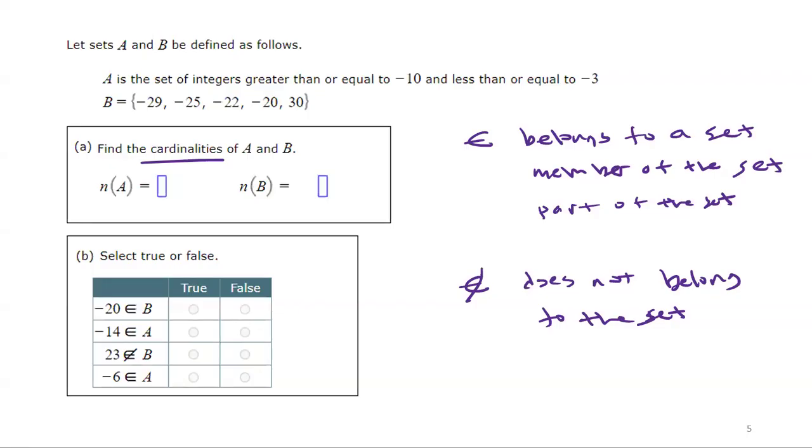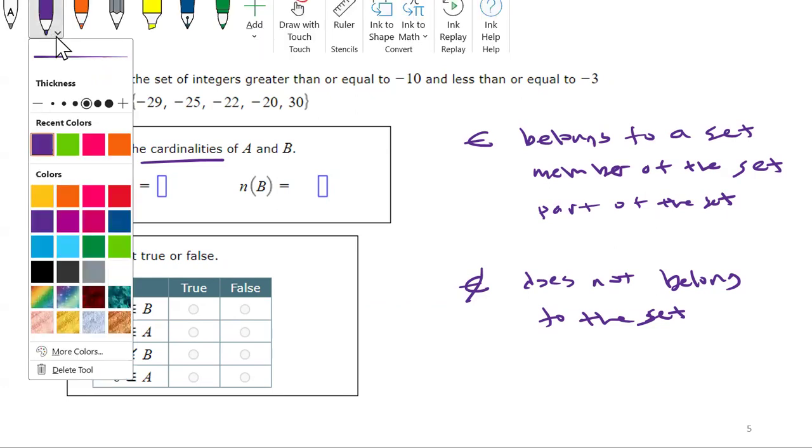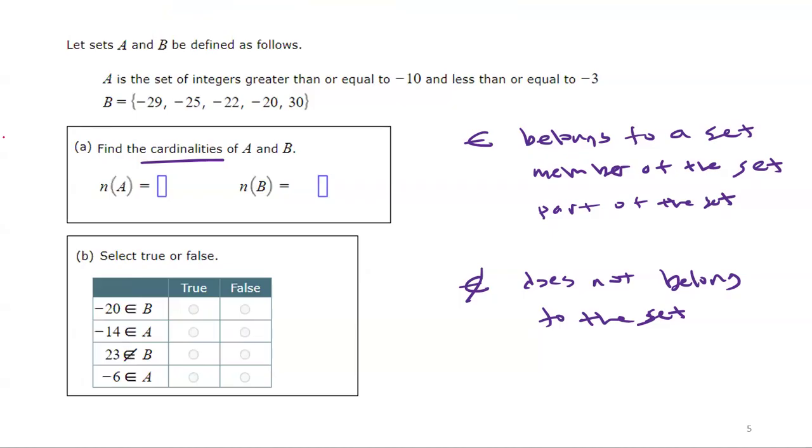Okay, I appreciate those who have submitted their answers. So let's go through this. If you're still confused, let me know and I'll try to clarify any information. Okay, so here again it says, let sets A and B be defined as follows. A is a set of integers greater than or equal to -10 and less than or equal to -3. So the first number, and a lot of you wrote this, is -10, and it's a set of integers.